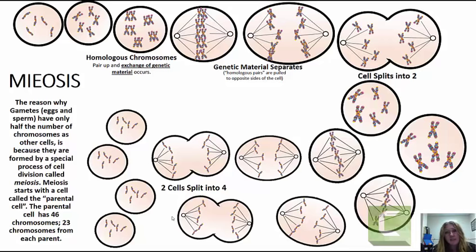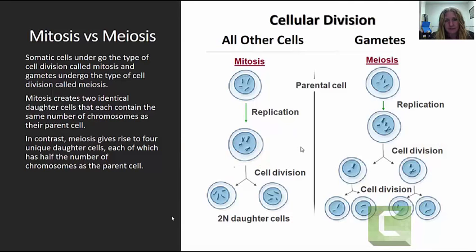Once they split into two cells, they're basically going to split again, and this part looks a lot like mitosis. You're going to have the chromosomes line up in the middle, and the sister chromatids are going to go apart, and you're going to end up with four cells that have just half the number of chromosomes of the parent cell. Also, it's very important to note that these are not clones. They're not genetically identical to each other, and they're not genetically identical to the parent either.